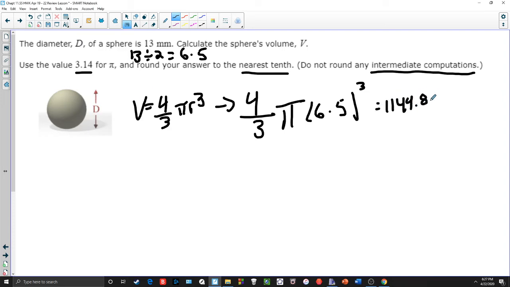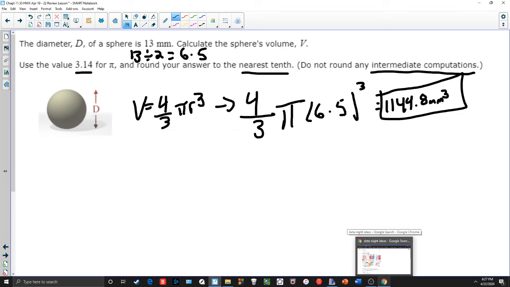1149.8. This would be millimeters cubed. And again, if they had you do something like if they were going to fill this space with chocolate, and chocolate cost 5 cents per millimeter cubed, how much would it cost to fill the sphere? You'd simply take your spherical answer, your volume answer, and multiply it by what the cost is. So if they do tack on extra little work, it's usually not that hard to take that extra step.